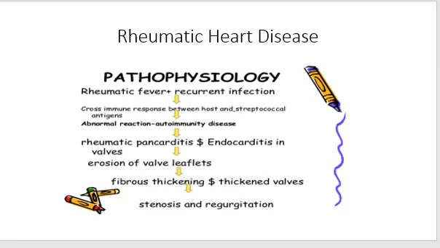So we're talking about rheumatic fever. This is rheumatic fever plus recurrent infection. Rheumatic fever is a systemic disease involving the joints, the heart, the central nervous system, the skin, and subcutaneous tissue.